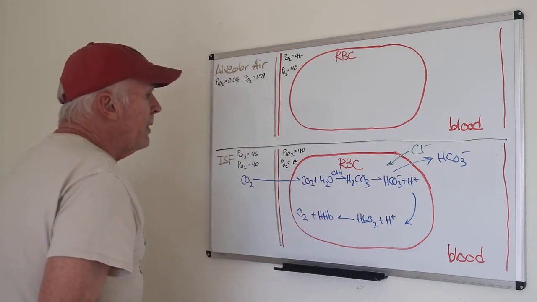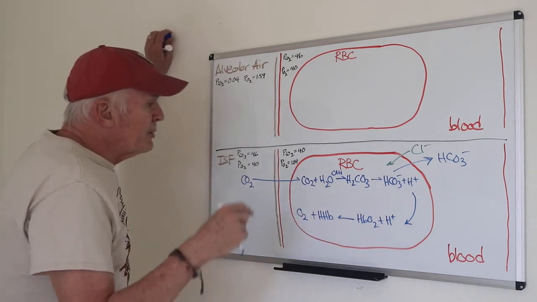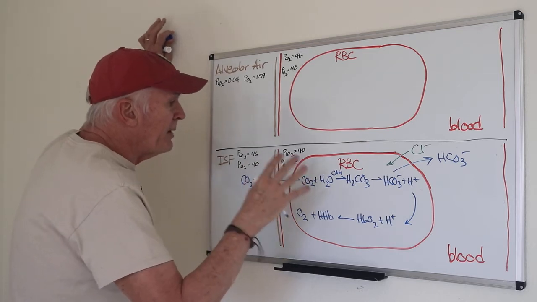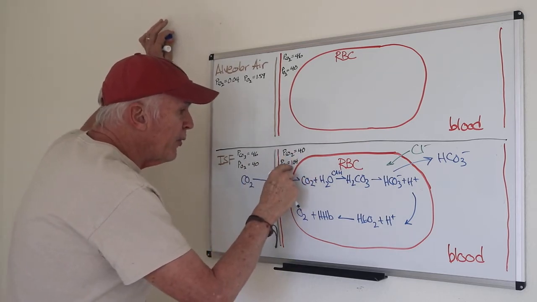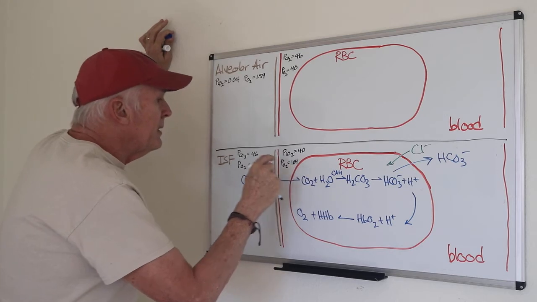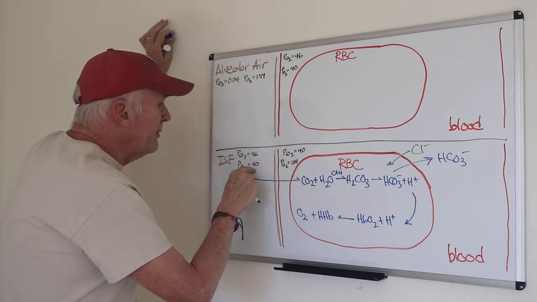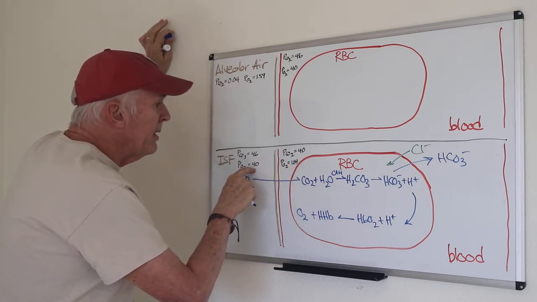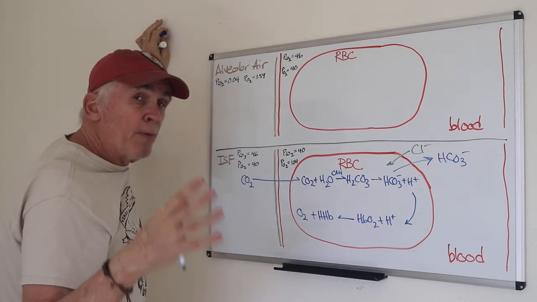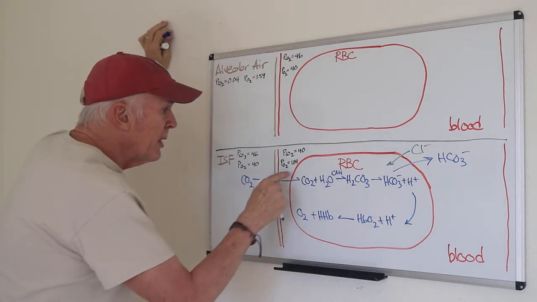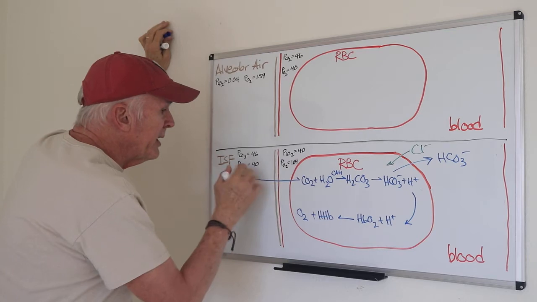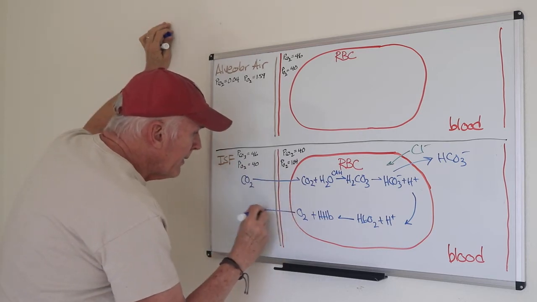All right? Well, let's take a look at the partial pressures. The partial pressure here in highly oxygenated blood is 104 millimeters of mercury. The partial pressure of oxygen out here in the tissue fluids is 40. So remember, gases always go from high pressure to low pressure. So what's the oxygen going to do? It's going to go this way.